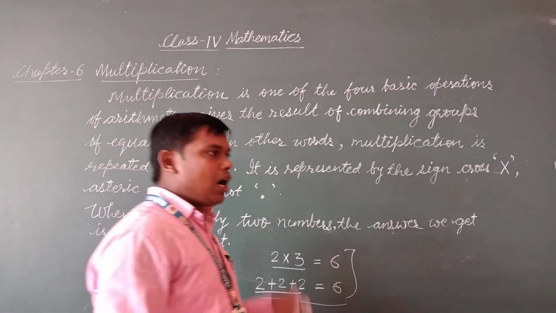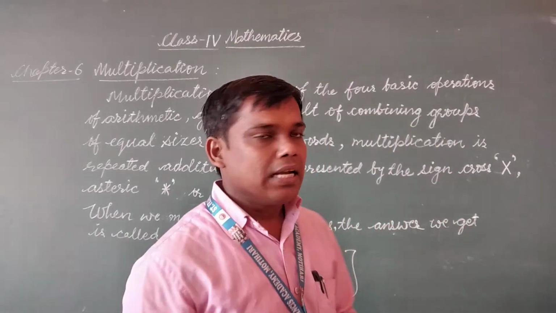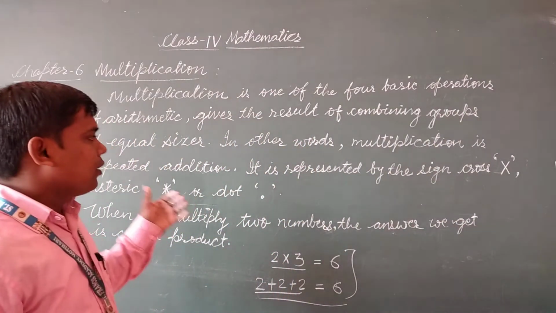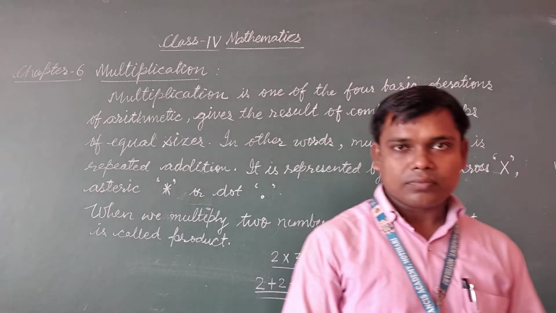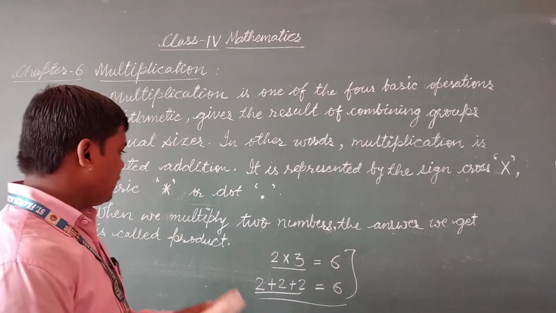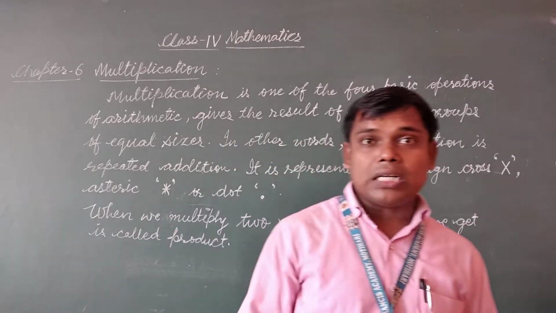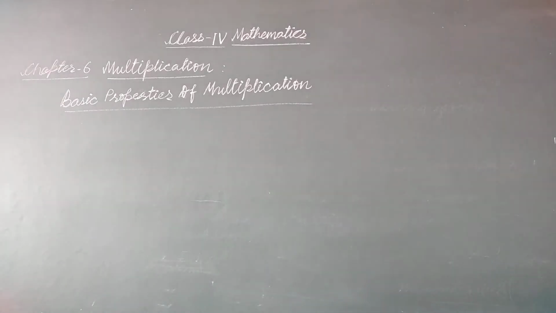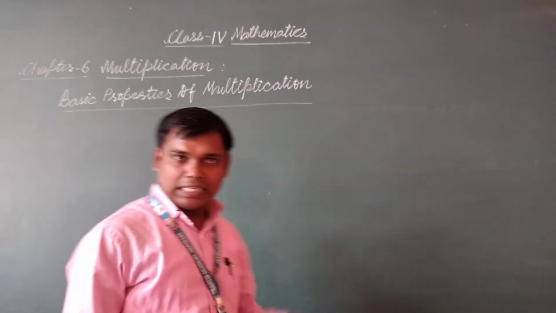You have read how to multiply 2-digit number. In this class you will read about multiplication of 3-digit and 4-digit numbers. Some of you also know this one, multiplication. Now we will read some properties of multiplication. So we will read basic properties of multiplication.